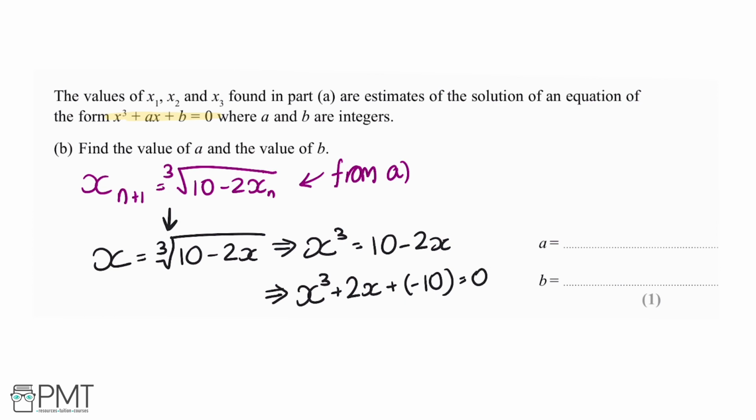We can see from here that we've got ax and 2x, so that means a is 2, and plus b, and we've got plus minus 10, so b is minus 10. And getting both of those, we get our 1 mark.